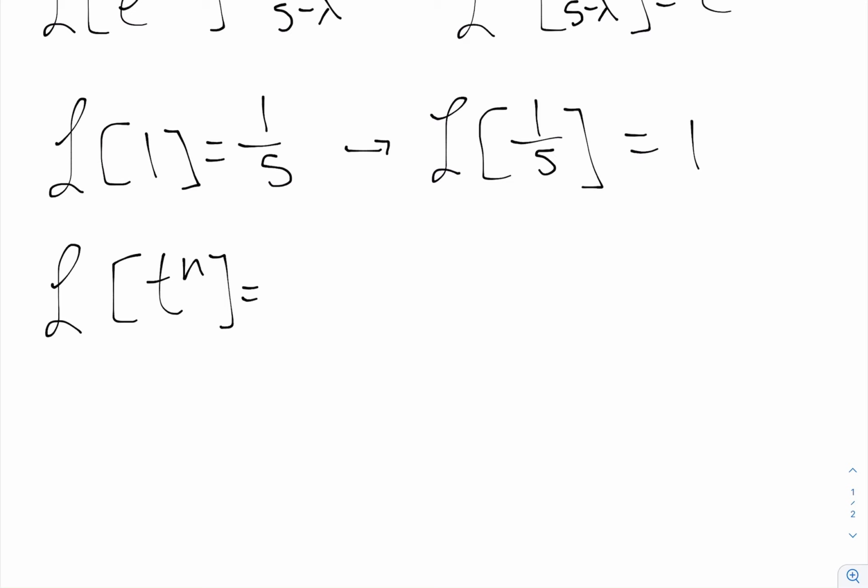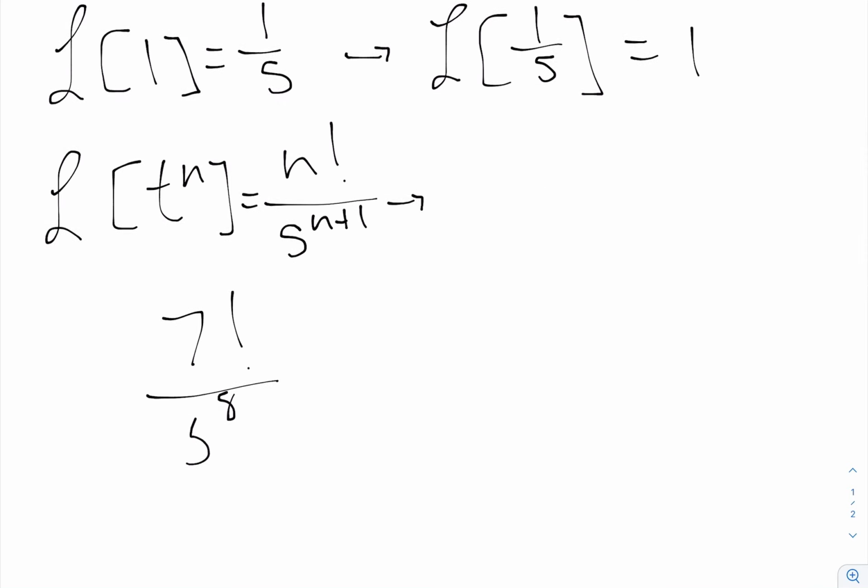Okay, so remember with t to the n, this was n factorial over s to the n plus 1. Now if we went the other way, we could write the inverse Laplace of n factorial over s to the n plus 1, but typically it's going to be hard to recognize a function with n factorial on the top and s to the n plus 1 on the bottom. For example, if it was 7 factorial over s to the 7 plus 1, so over s to the 8, I don't even know what 7 factorial is, and when is it ever going to happen where you have exactly 7 factorial on the top and exactly s to the 8 on the bottom?